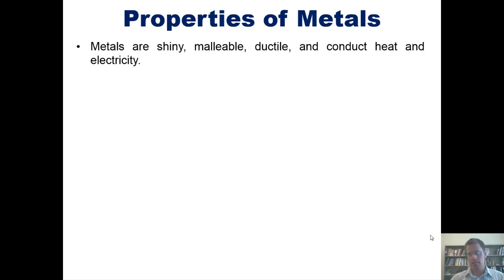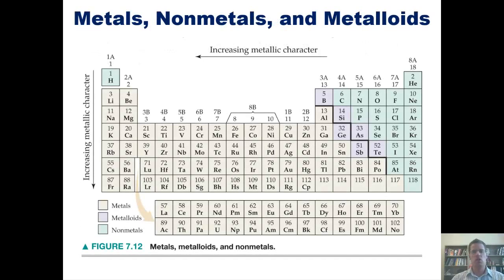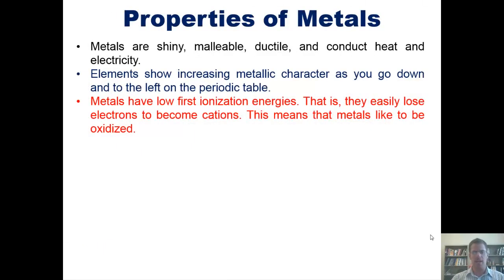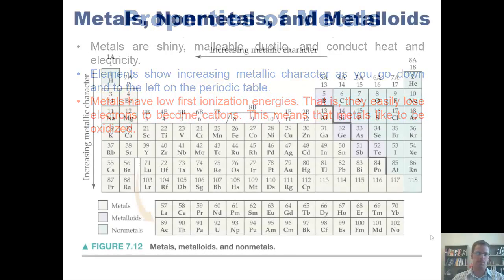Metals are shiny, malleable, which means they can be bent and then bent back. They don't crumble when you bend them. They're ductile, which means they can be drawn into wire, and they conduct heat and electricity. Elements show increasing metallic character as you go down and to the left on the periodic table. Metals have low first ionization energies. That is, they easily lose electrons to become positively charged cations. This means that metals like to be oxidized. They like to lose electrons.